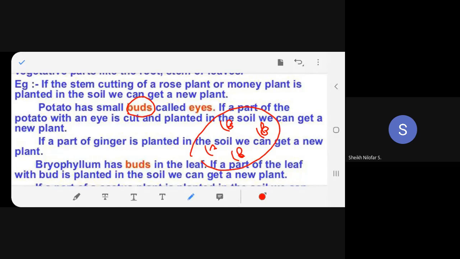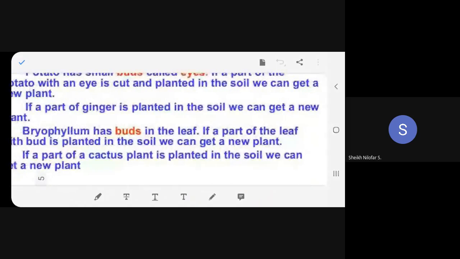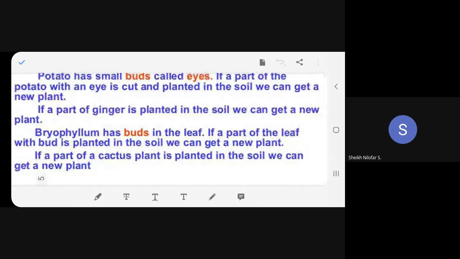So these are called buds. Now, if I cut this portion and put it in the soil, I will get a new plant. So I will get a new plant from the buds, from the eyes of the potatoes, right? In the same way, you have seen ginger. You take a piece of ginger, cut it, and put it in the soil. You will get a new plant. Got it? You will get a new ginger.